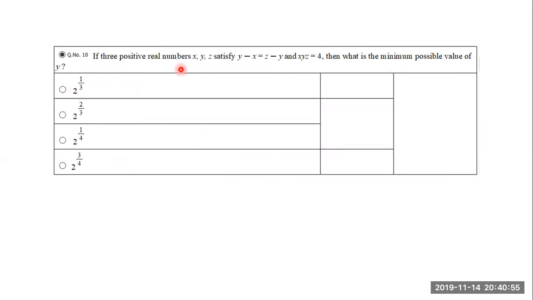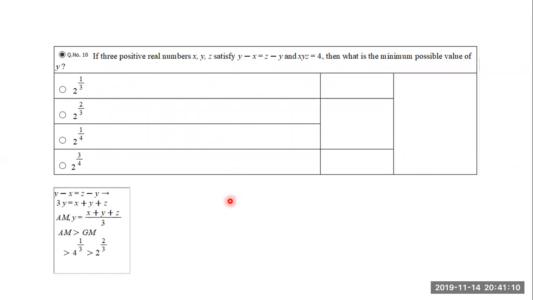Now, if 3 positive real numbers x, y, z satisfy y minus x is equal to z minus y and xyz is equal to 4, then what is the minimum positive value of y? Here you have to know that arithmetic mean is always greater than or equal to geometric mean. You can take an example and find out. For example, 4 and 9: arithmetic mean is 13 by 2, 6.5. Geometric mean is the root of 36, which is 6. Arithmetic mean is always greater than geometric mean.